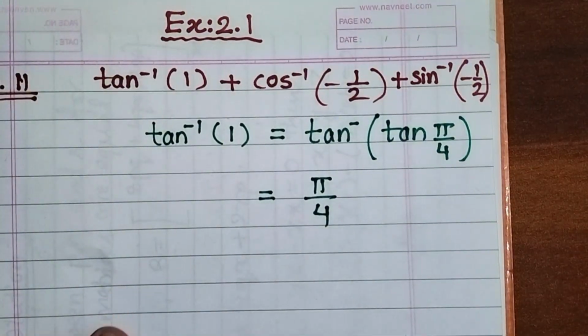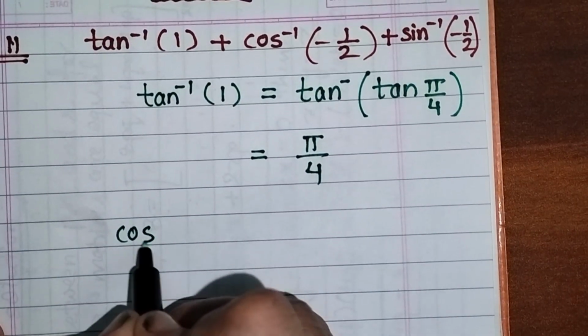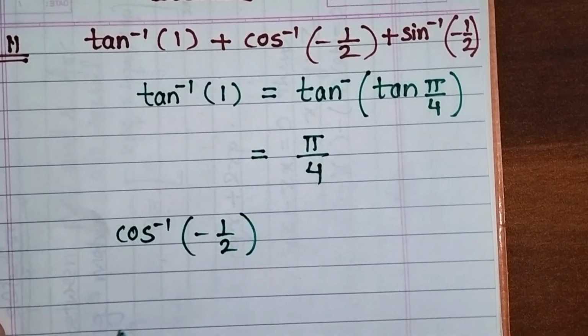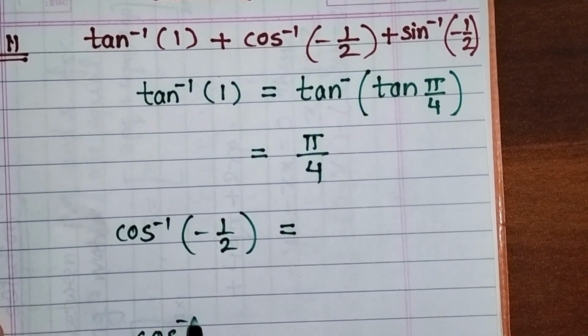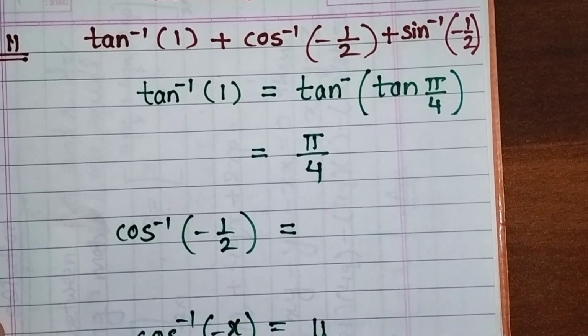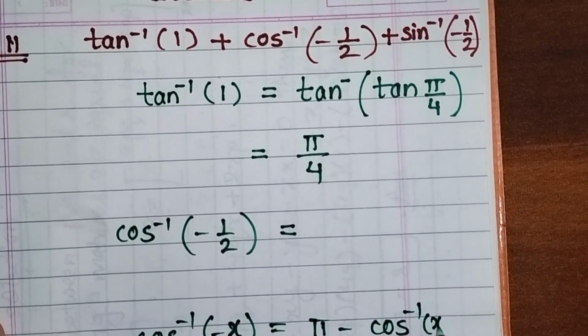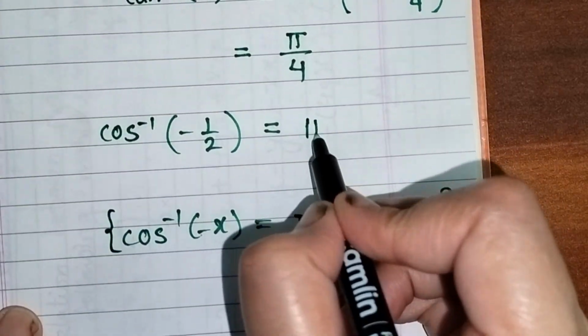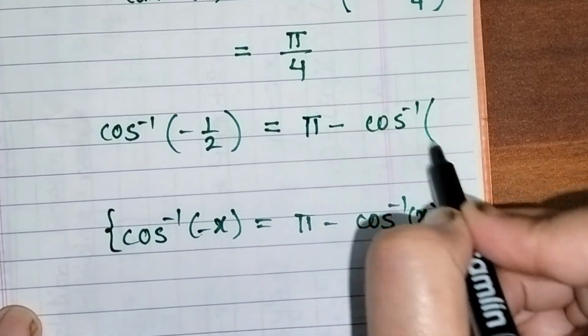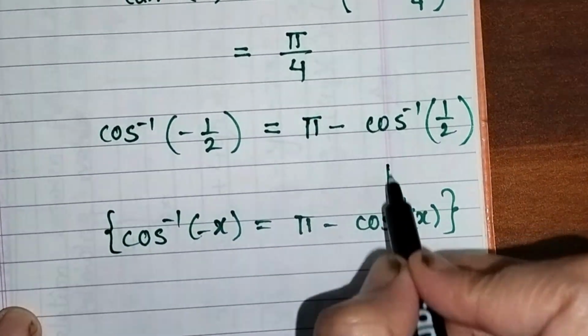Now we have to find cos inverse of minus 1 upon 2. Do you remember the formula we are going to use here: cos inverse of minus x is equal to pi minus cos inverse x. So cos inverse of minus half is pi minus cos inverse of half, by using this formula.